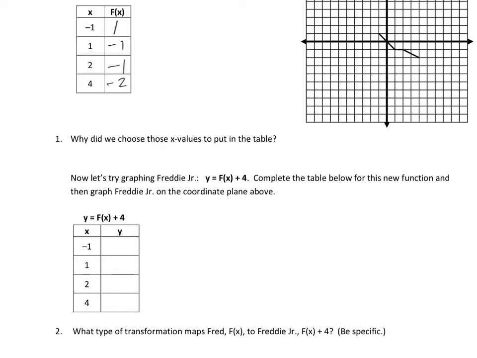Okay, so when x is -1, the f of x value is 1. So 1 plus that 4 gives me 5. Next, when x is 1 and f of x is -1, when I add 4 to it, I get 3. When x is 2, the f of x value is -1. I add 4 to it and I get 3. And then when x is 4 and the f of x value is -2, add 4 to it and I get 2. So now what I've created is a new set of points that I can use to graph an entire function. I'm going to use those as the 4 critical points.